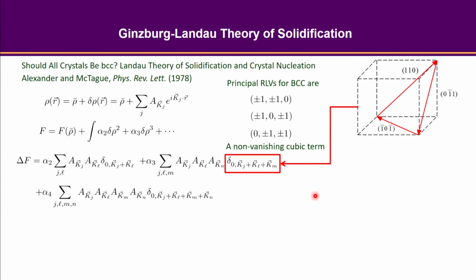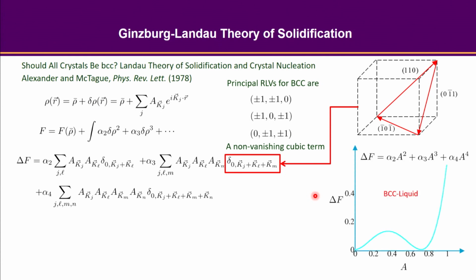So for BCC, the argument here is that you always have this non-vanishing cubic term, and this term is always going to lower the energy for you and create a double-well potential. So you might have a question about how I know this term always contributes something negative, right?